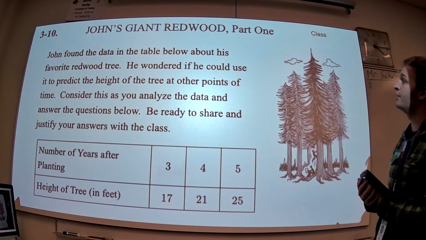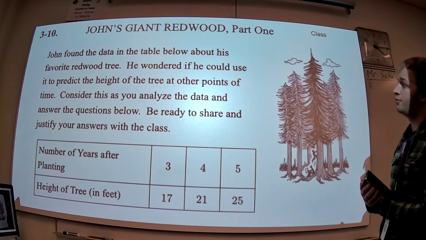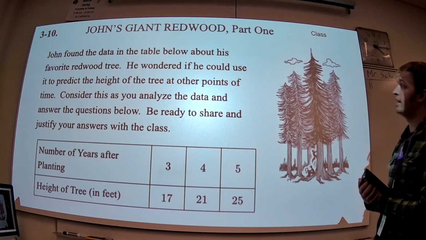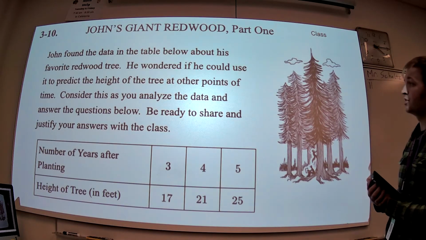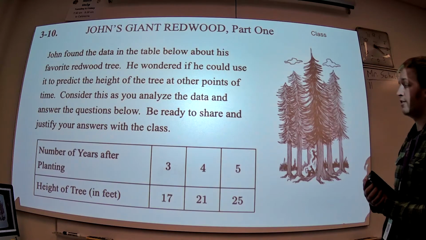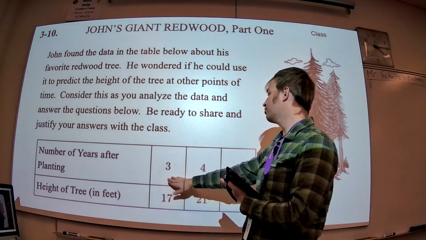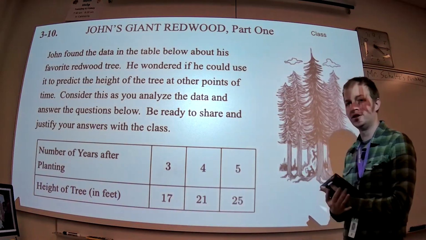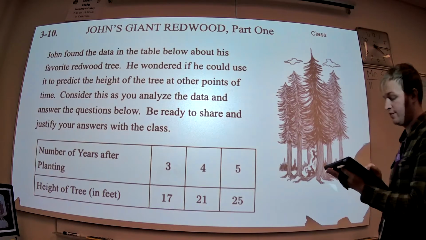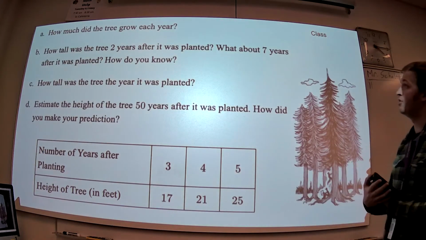It says, John found the data in the table below about his favorite redwood tree. He wondered if he could use it to predict the height of the tree at other points of time. Consider this as you analyze the data and answer the questions below. Be ready to share and justify your answers with the class. It says number of years after planting. So you've got 3, 4, and 5 years, and the height of the tree is 17, 21, and 25 feet respectively. We are going to look at a few of these questions here.